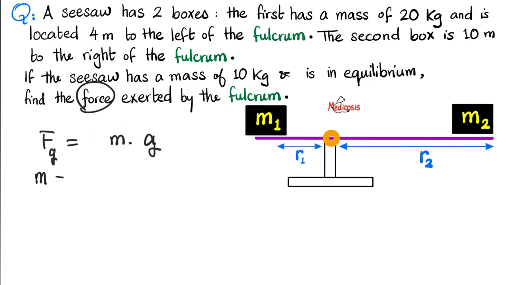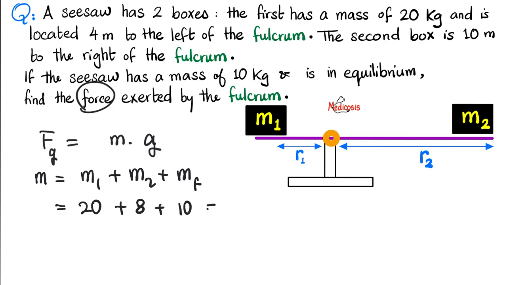So this m equals m1 for the first box plus m2 for the second box plus m sub f for the mass of the fulcrum. What is the mass of the first box? They told us it is 20 kilograms. And for the second box, we solved this, 8 kilograms, and the mass of the fulcrum is 10 kilograms. 20 plus 10 is 30 plus 8 is 38 kilograms. This is my m. What is g? 9.8. Let's call it 10 to keep the calculation easy.